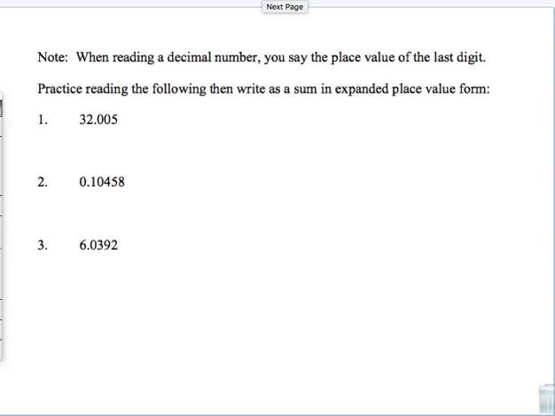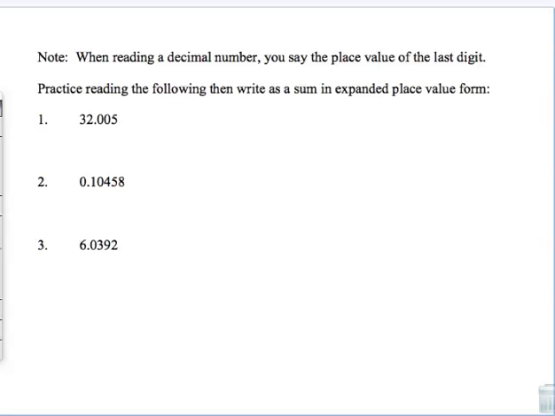When reading a decimal number, you say the place value of the last digit. So like on number 1, 5 is the last digit. Number 2, 8 is the last digit. Number 3, 2 is the last digit. Whatever that last digit is, it names that decimal number.